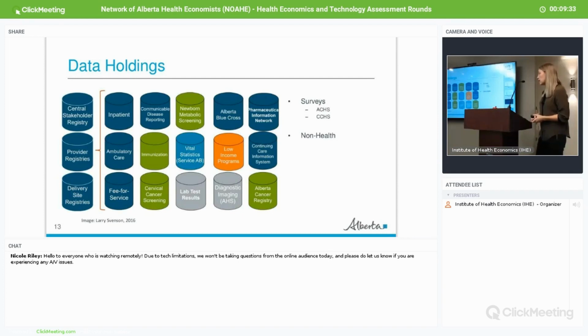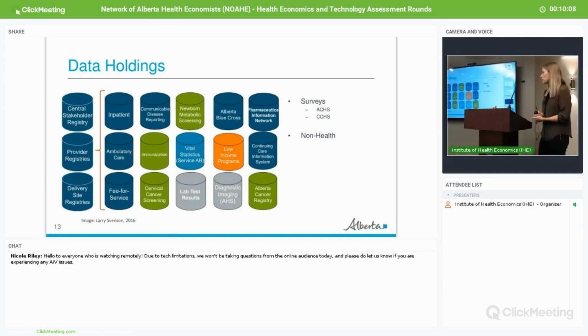Some other data assets that I use frequently are the lab test results, and the diagnostic imaging data is new online, but also a really valuable asset. So for the lab test results, we can see what was ordered and actually the result of that test. Pharmaceutical Information Network and Alberta Blue Cross both contain dispensation data at a line level. So you can see who was dispensed what, and when, and there is a little bit of crossover between those two. And for the Alberta Blue Cross data, we also have cost.